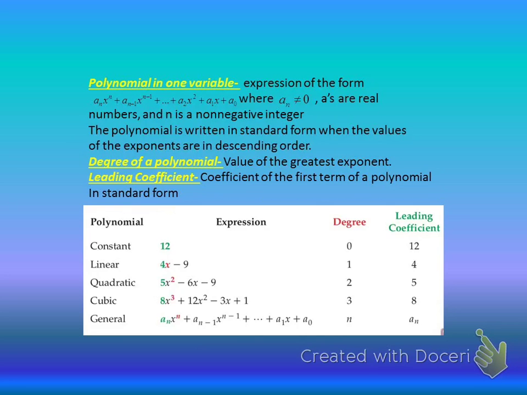The word degree is talking about the biggest exponent. Whatever the biggest exponent is in your polynomial is referred to as the degree. So if you look at this white box, 4x minus 9 is degree 1. 5x squared minus 6x minus 9, the biggest exponent is 2, so it's degree 2. 8x cubed, yada yada, degree 3. Make sense? Degree just means biggest exponent.